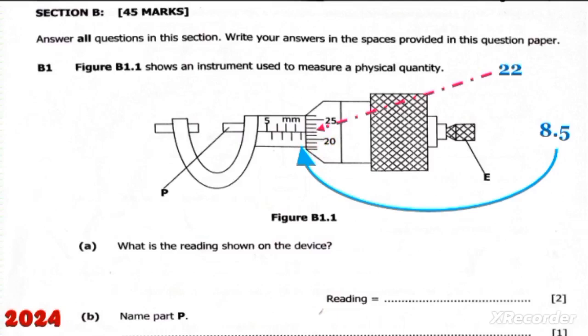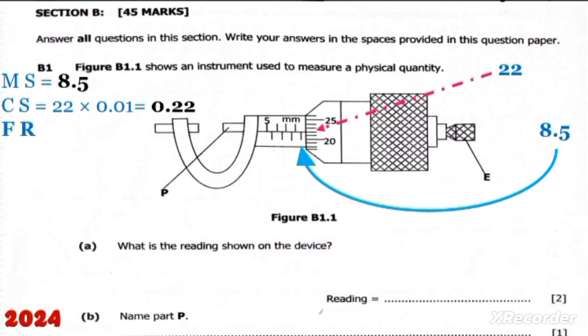Okay, so we are going to say the main scale is equal to 8.5 millimeters. The circular scale is equal to 22 times 0.01, which is equal to 0.22 millimeters. Let us add these numbers. So we are going to say 8.5 plus 0.22, and we are going to get 8.72 millimeters. So we have answered this one.